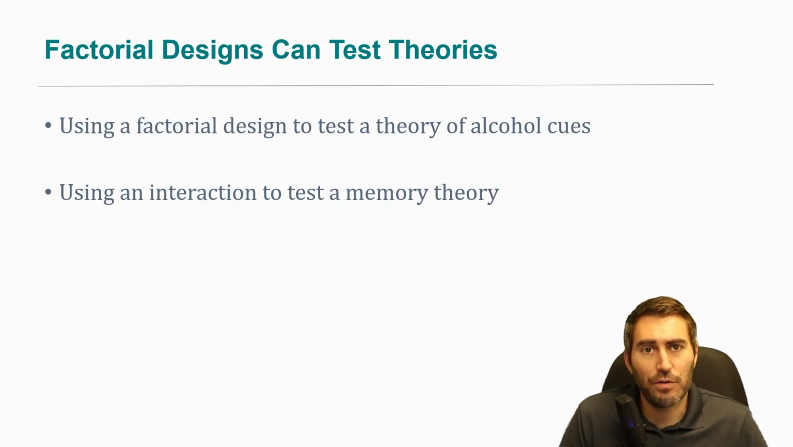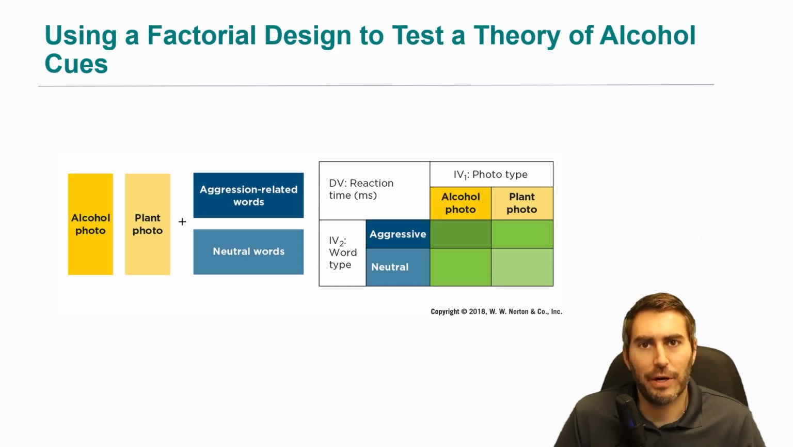Factorial designs can also be used to test theories. Many theories make predictions about how variables might interact with one another. Factorial designs are a good way to test an interaction to see if the results are consistent with your theory. Let's look at two examples of theories that can be tested using a factorial design: a theory of alcohol cues and a memory theory. So let's first look at the question, why does alcohol cause aggression?